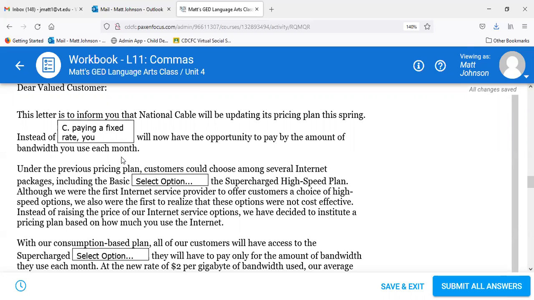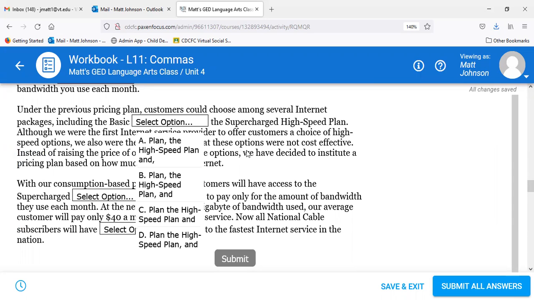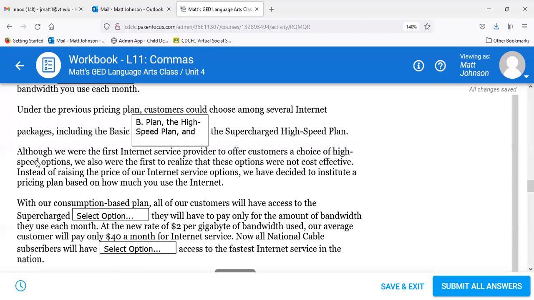You will now have the opportunity to pay by the amount of bandwidth you use each month. Under the previous pricing plan, customers could choose among several internet packages, including the basic plan, the high-speed plan, and the supercharged high-speed plan. How will you separate this? B. B as in boy. Yes. So including the basic plan, comma, the high-speed plan, comma, and the supercharged high-speed plan. So just the two, one after plan, one after high-speed plan. That's commas in a series.